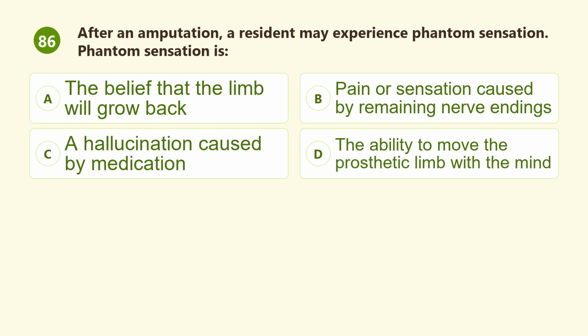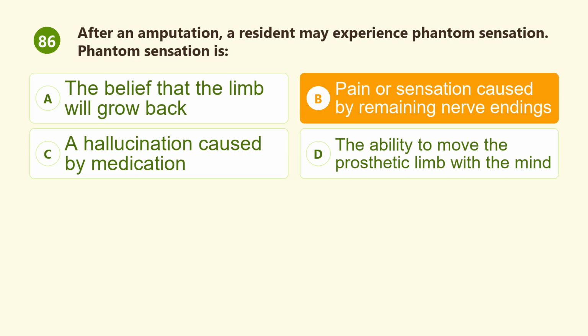Question 86. After an amputation, a resident may experience phantom sensation. Phantom sensation is, option A, the belief that the limb will grow back. Option B, pain or sensation caused by remaining nerve endings. Option C, a hallucination caused by medication. Option D, the ability to move the prosthetic limb with the mind.